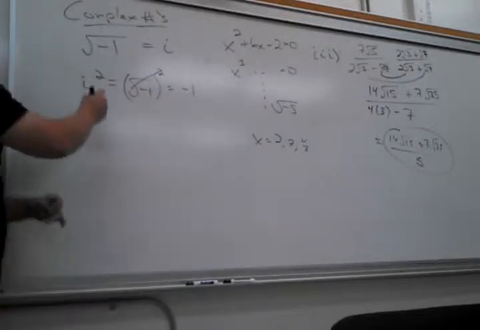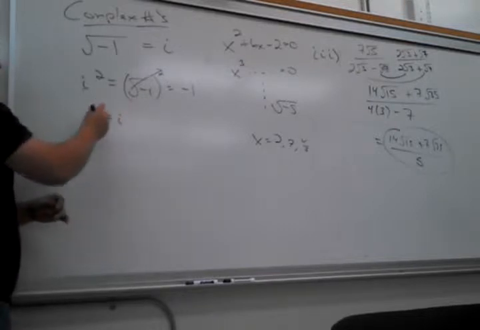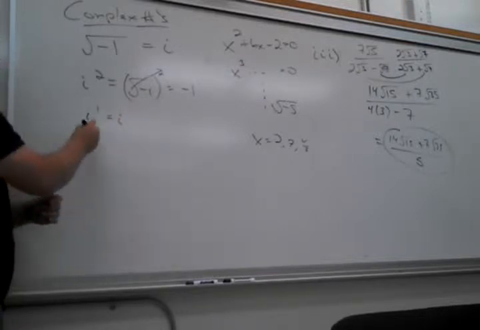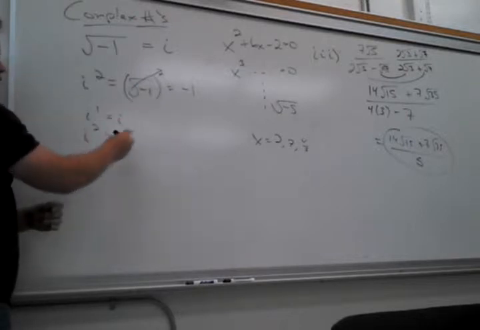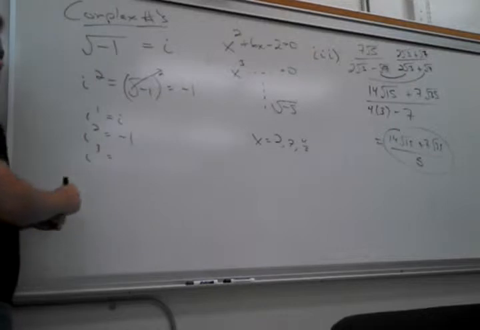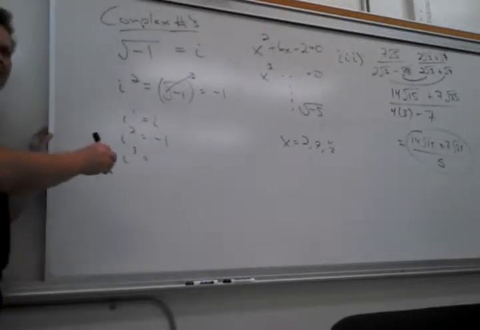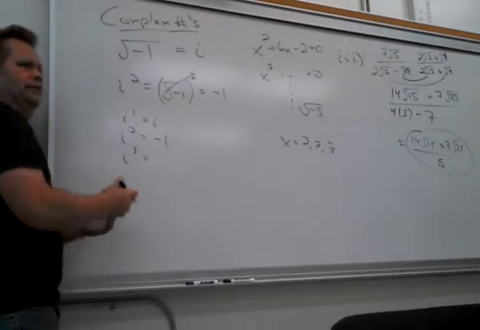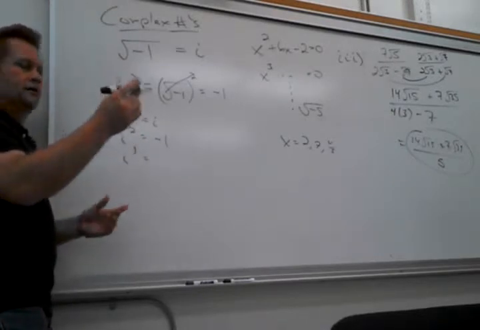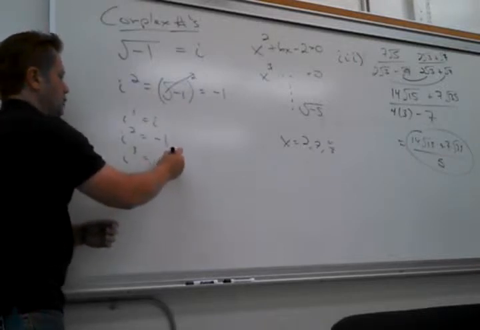Okay. So here I got, so making a little list. I is I. So I to the first is I. I squared is negative 1. So what's I cubed? Negative 1? No. I cubed is I squared times I.